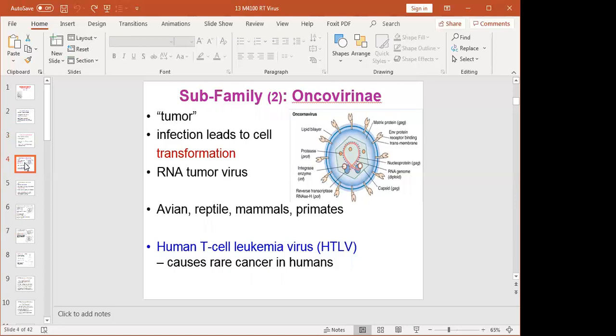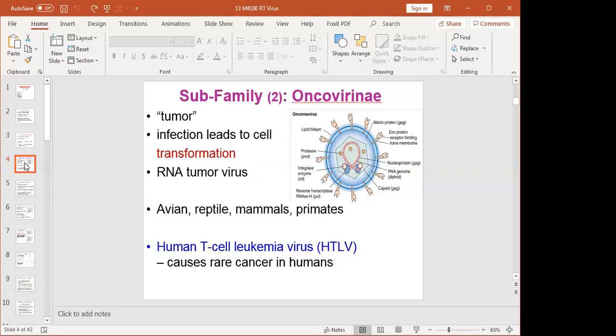The second subfamily is called Oncovirinae. As the name implies, onco, these are tumor-forming viruses, meaning that successful infection by the virus leads to host cell transformation. So the virus, let's say, uses a T lymphocyte as a host, and once an Oncovirinae virus infects that lymphocyte, the lymphocyte becomes cancerous. We have leukemia, T-cell leukemia.